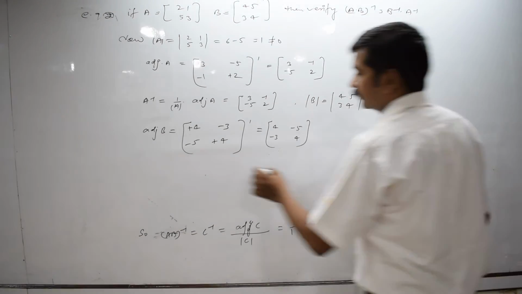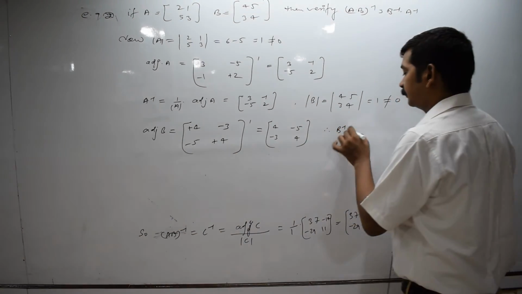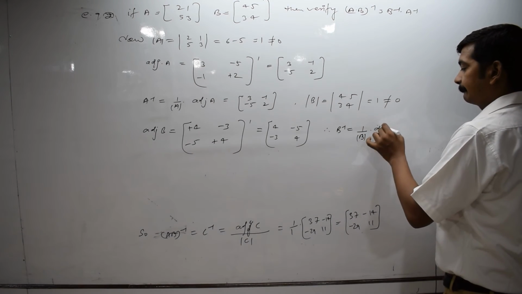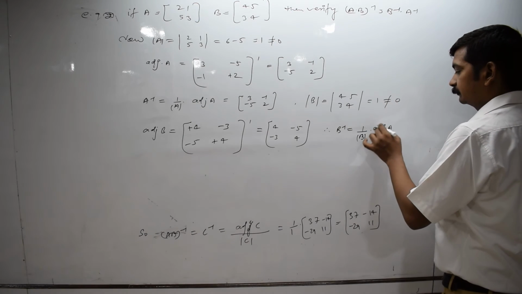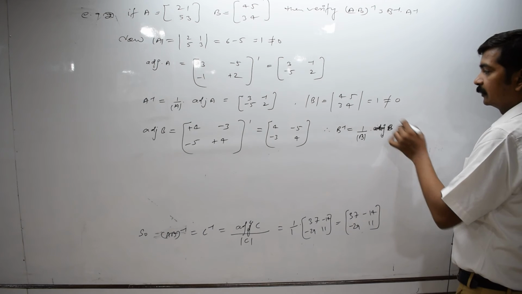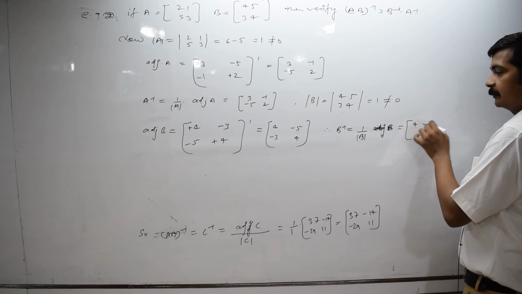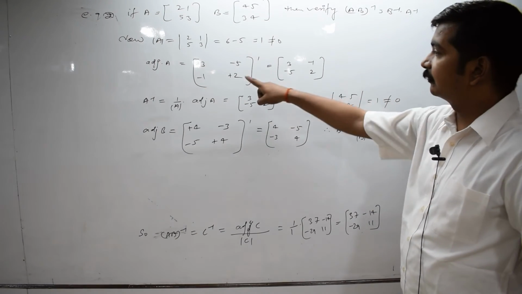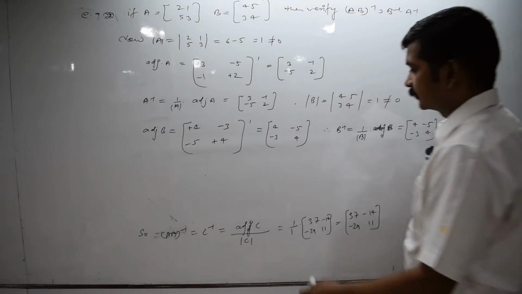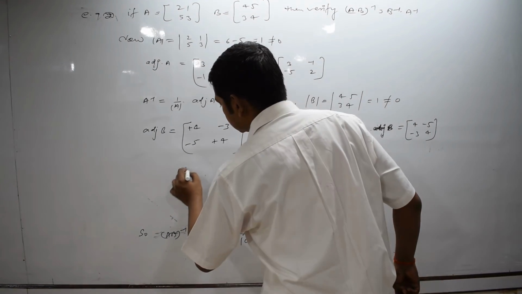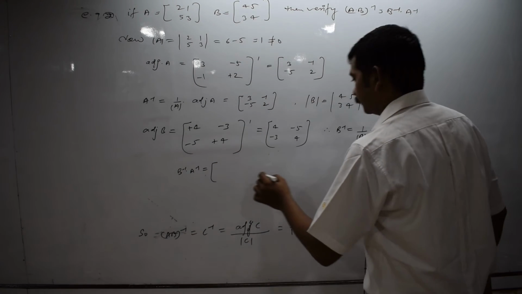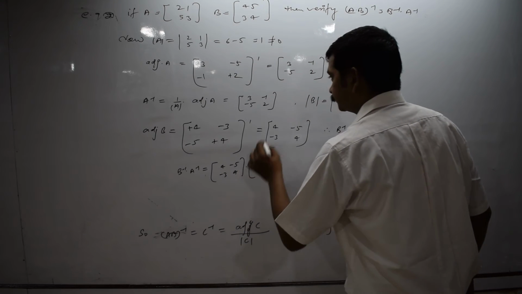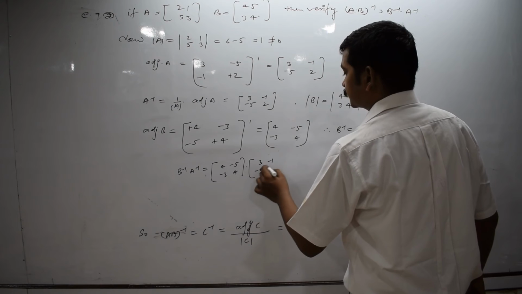This is adjoint B. So B inverse will be 1 by determinant B times adjoint B, which becomes 4, minus 5, minus 3, 4. Now we have A inverse and B inverse. After that we multiply B inverse and A inverse. Here B inverse is 4, minus 5, minus 3, 4, multiplied into A inverse, 3, minus 1, minus 5, 2.